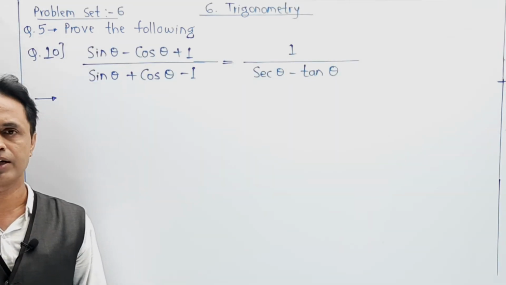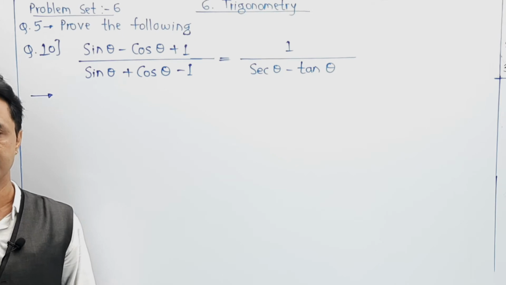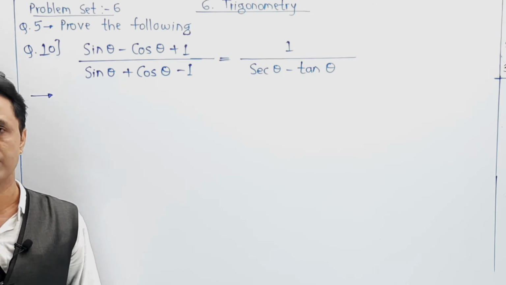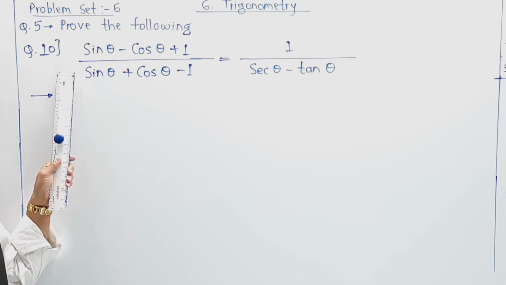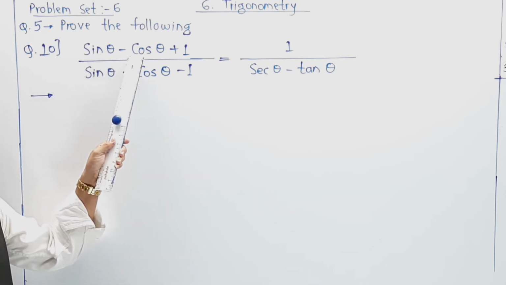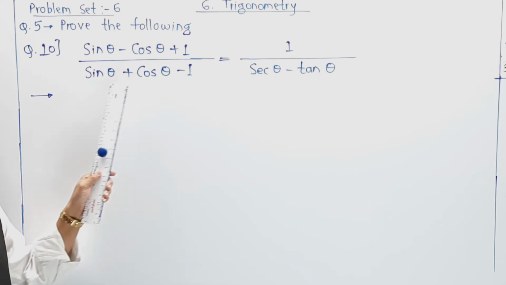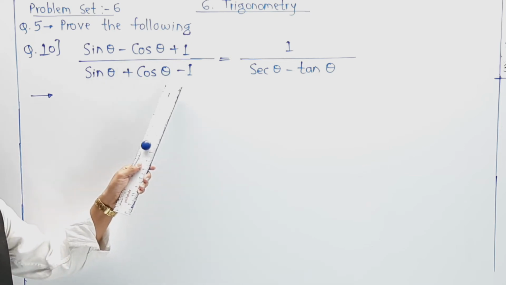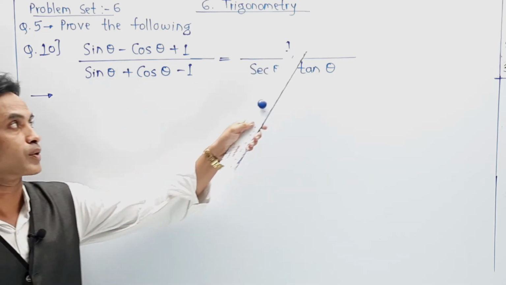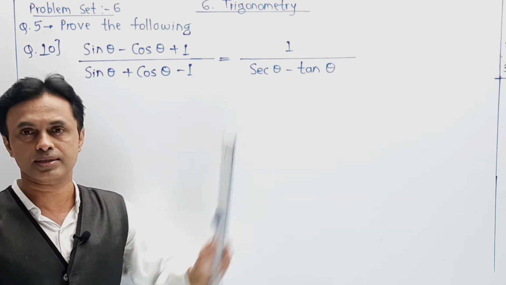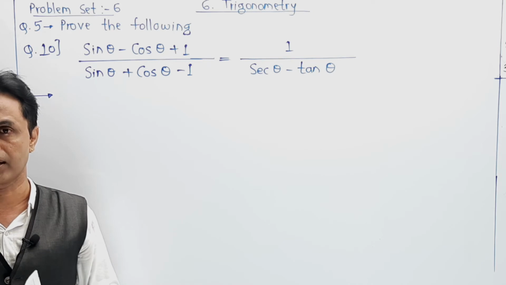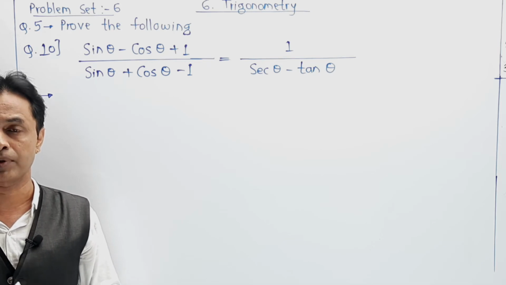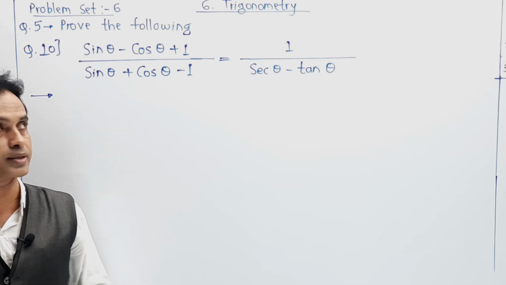Hello friends, continuing with the last numerical. We have already solved all the numericals, and the next numerical is numerical number 10, and the part is sin theta minus cos theta plus 1 upon sin theta plus cos theta minus 1 is equal to 1 upon sec theta minus tan theta. It is not only a typical numerical but also somewhat critical, and you should understand all the steps properly. So I am giving all the steps systematically, and you are kindly requested to pay attention.